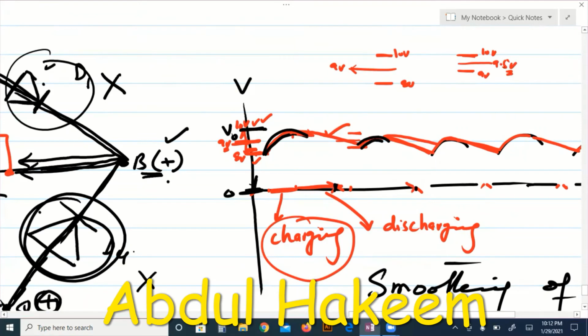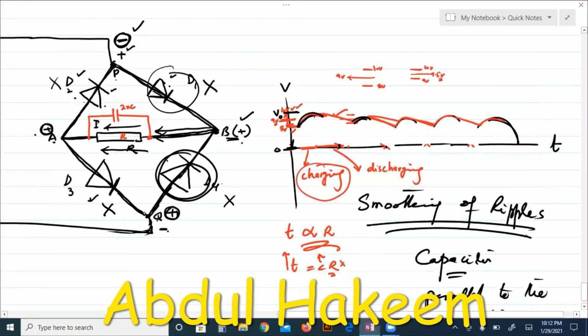So by connecting a bigger capacitor, a larger value of capacitance, number one, the height of the ripple decreases, more smoothing, and the average output voltage also increases, but we cannot make it a 100% straight line because it is rectified from the alternating voltage. So this is the chapter, alternating current.